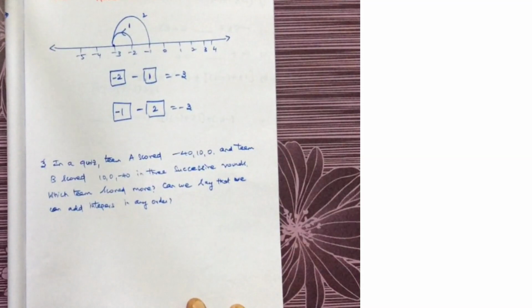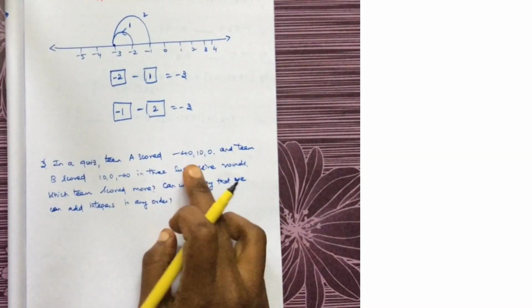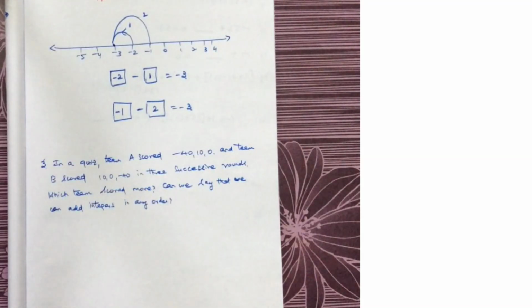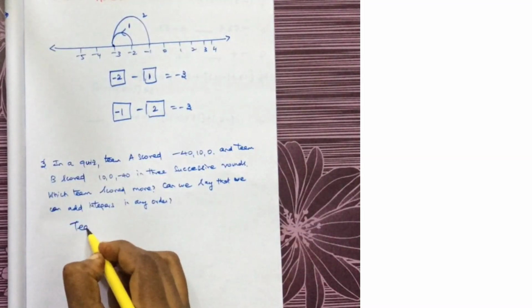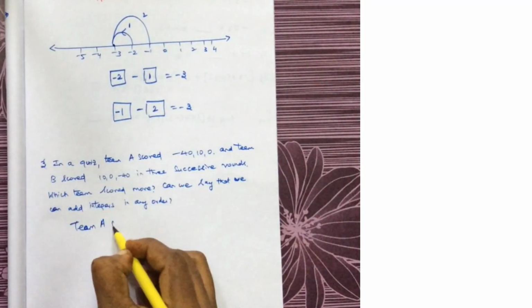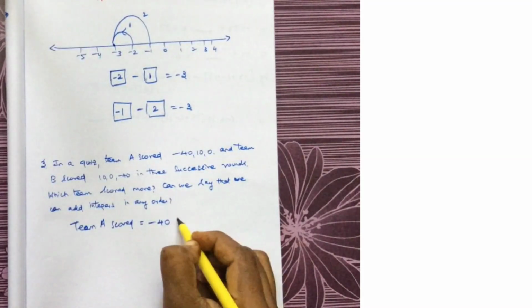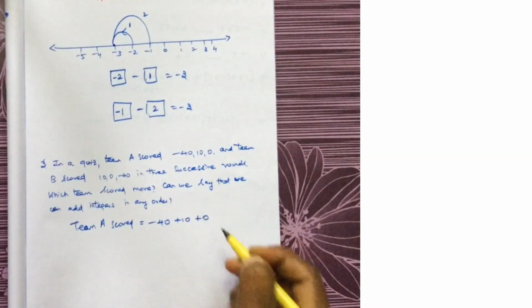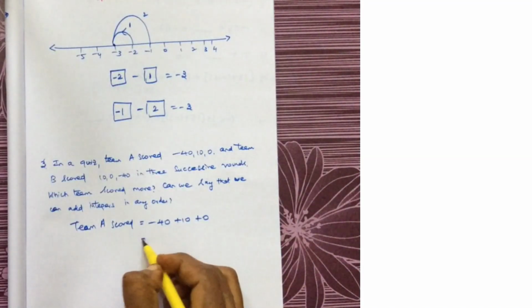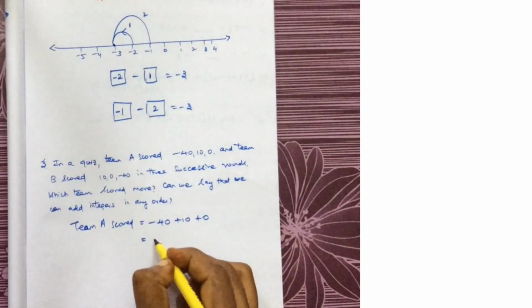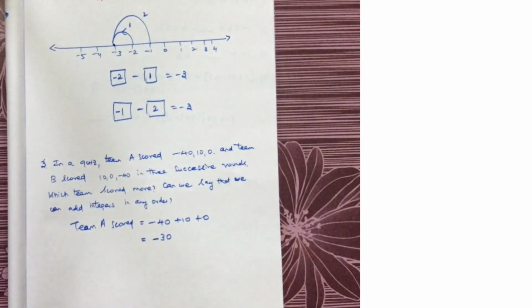The next problem is, in a quiz, team A scored minus 40, 10, 0 and team B scored 10, 0 and minus 40 in the successive rounds. Which team scored more? Can we say that we can add integers in any order? So how much did team A score? Minus 40 plus 10 plus 0. Minus 40 plus 10 is minus 30, plus 0, that is minus 30.